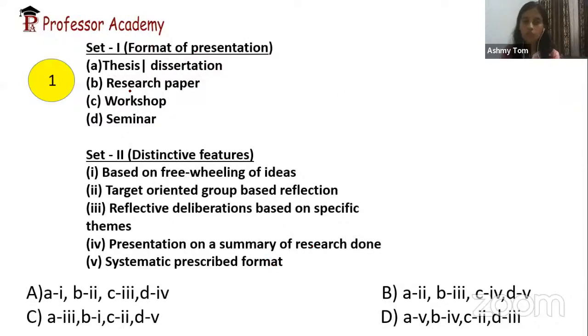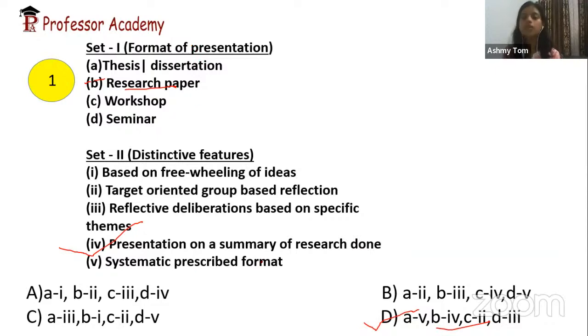So when we are looking at this, we are very sure that the research paper will be about the presentation on a summary of the research done. So B, we can directly link it with 4. So B4, and let's look at the options given here, and we can find that the option D is the one with B4. So that will be the right answer, but we will try and conclude how it happens for other options. A5, that is thesis or dissertation, is systematic prescribed format.